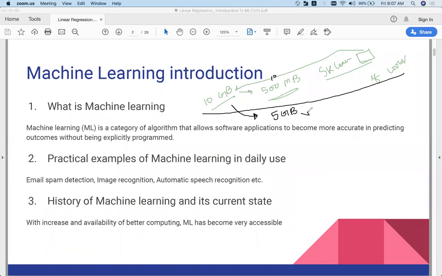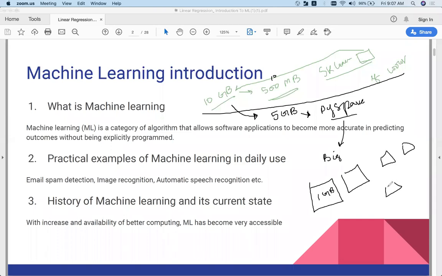Now, what is this change? What changes is basically the way you apply your machine learning. You will start writing your code in PySpark. Okay, now, what is PySpark? PySpark is a big data framework where this 5 GB is present as 1 GB in 5 servers. Okay, 1 GB, 1 GB, 1 GB and 1 GB.